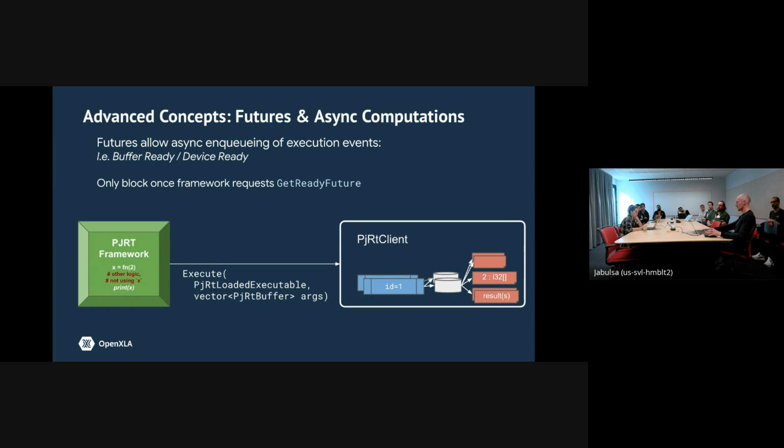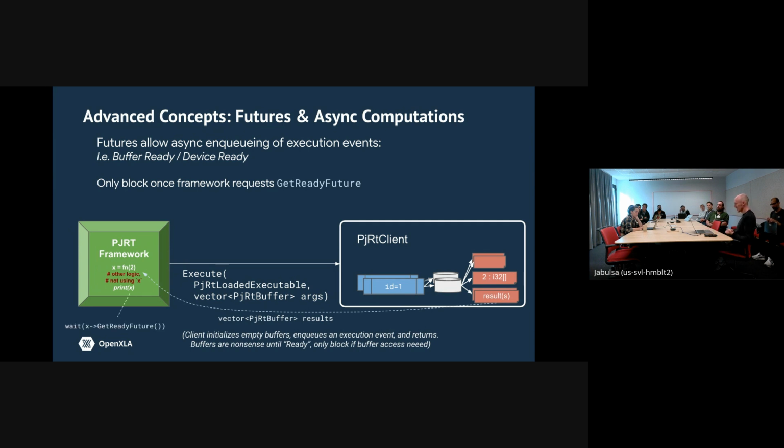The way that we accomplish this in the PJRT world is futures. Buffers and devices both know when they are in a ready state. For execution with futures, you call execute, and the client creates uninitialized buffers that are not yet ready to be inspected, and returns those back to the framework. So the framework gets back a vector of uninitialized buffers that you can query for readiness or wait on. It's not until we hit the print X line that you actually need to wait for the value of X to be ready.